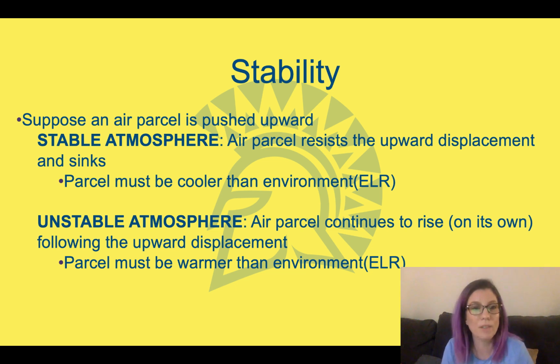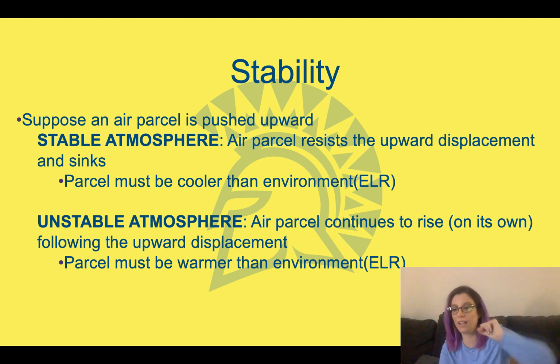That's exactly what happens with this air parcel. If it gets nudged up, it's going to want to go back down to that same place it started. In an unstable atmosphere, though, the air parcel is going to continue to rise after this nudge. So just like that guy nudged that rock and it just kept going down the hill, it didn't end up in the same place it started.